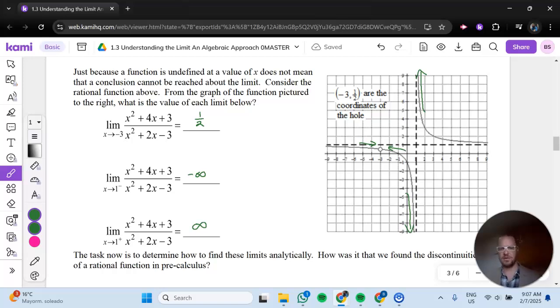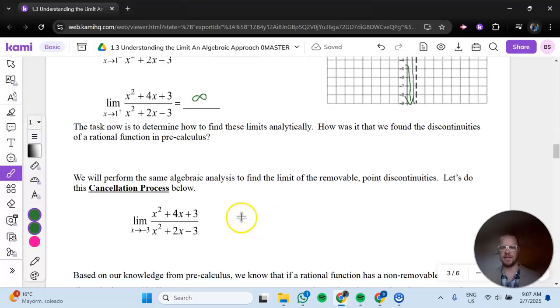And so what we need to do then is take a look at these analytically and try to figure that out. So in pre-calc, how was it that we found discontinuities of a rational function? How did we do it? We factored it, and we saw if anything could cancel and simplify the equation, because quite often it did. Especially if it's going to be an asymptote, it won't simplify out. But if it is a point of discontinuity, then it canceled out.